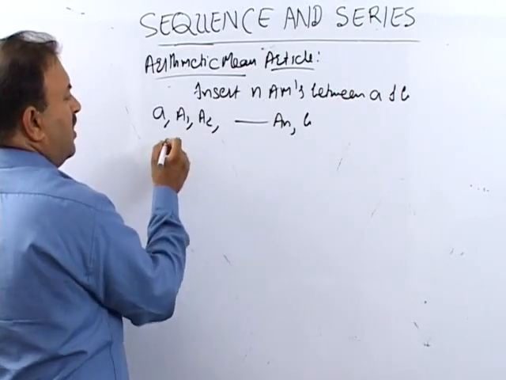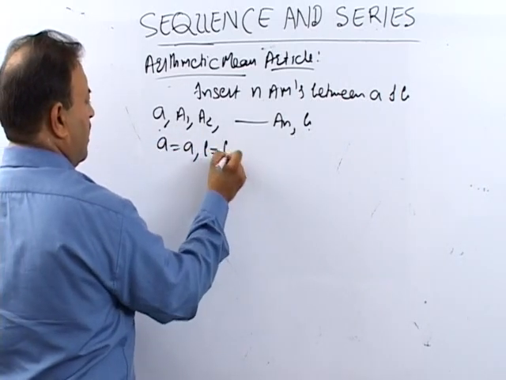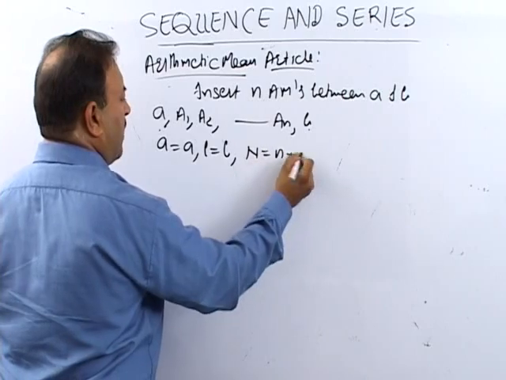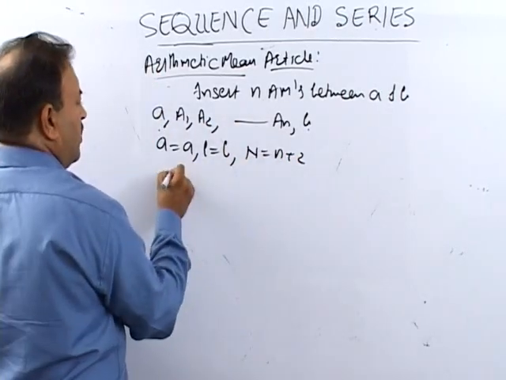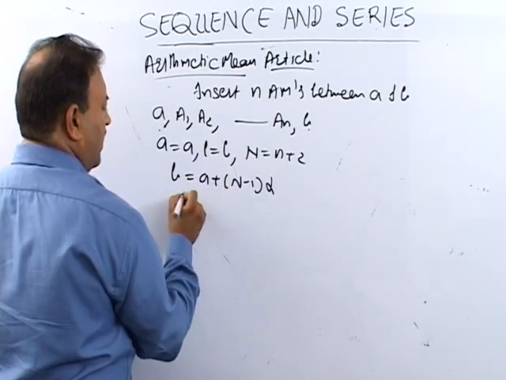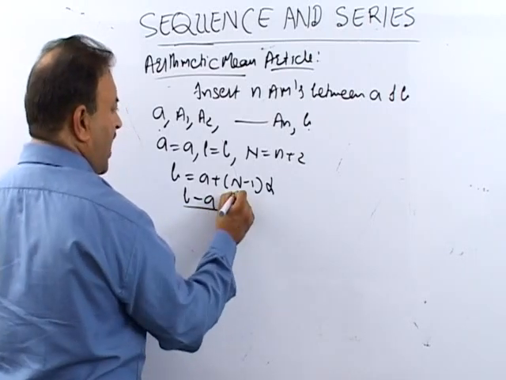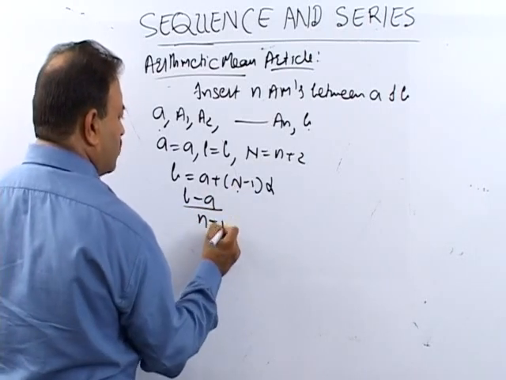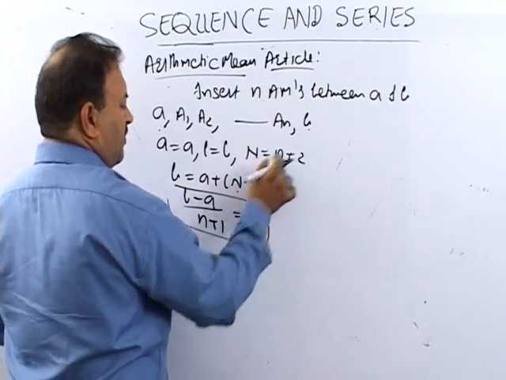It comes out to be: the first term is a, the last term is b. The number of terms we got is n+2; from a1 to an, the number of terms is n. Now b is equal to a plus (N-1)d, so d is equal to (b minus a) upon (n plus 1). In place of capital N, we put n+2.